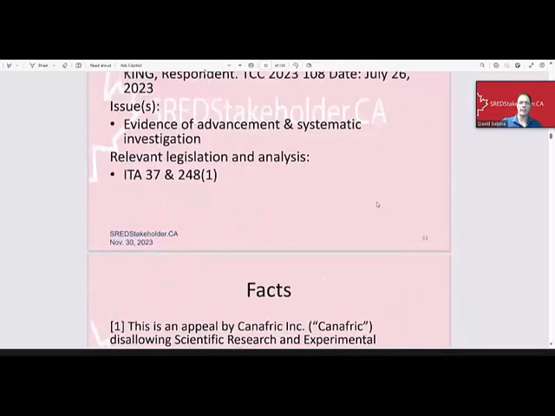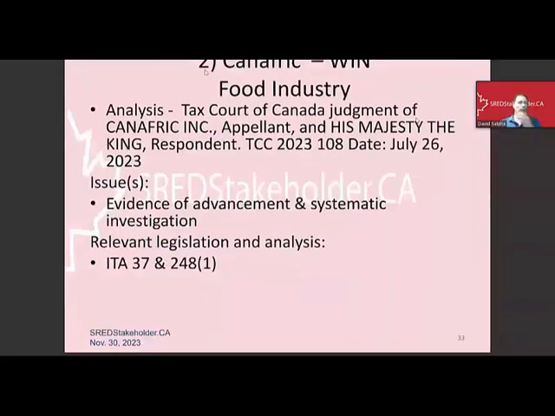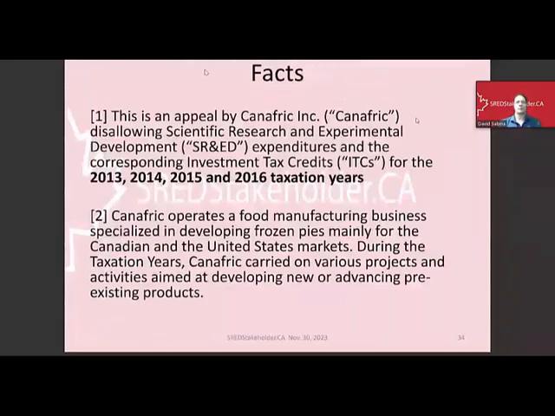The first case that I'm going to discuss is called Canafric, which is a food company in the food industry. Basically Canafric operates a food manufacturing business, and it works in Canada and the United States with a series of developments. The projects in question were a series of projects spanning from the 2013 right through the 2016 taxation years. And there were probably several projects each year.